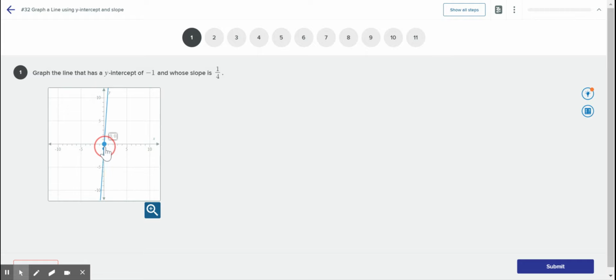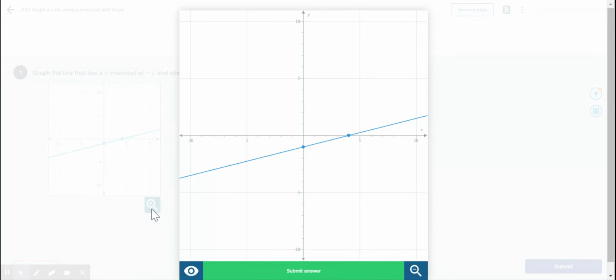So from -1, up 1, and then to the right 4. 1, 2, 3, 4. There I am. So I can look at that. I'm going up 1 and to the right 4 spaces. Okay, so now I'm going to click submit and hopefully I did it right. Oh, wait a minute, I almost forgot. We can actually zoom in on this to make it easier to see.